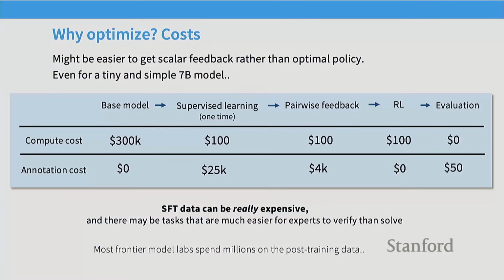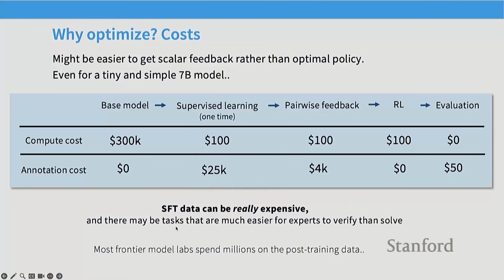This is kind of like a caricature of various costs that you might have in different stages, right? You have some compute costs when you train your base model, and then you're doing supervised learning, like SFT, and then you're going to go collect a bunch of pairwise feedback and do RL and do evaluation and so on. So when you do this, right, the SFT is just really, really expensive.